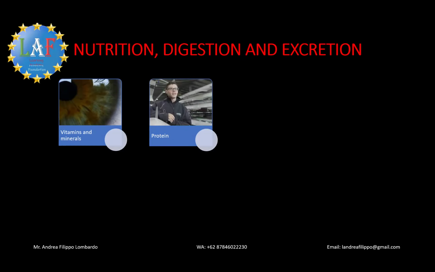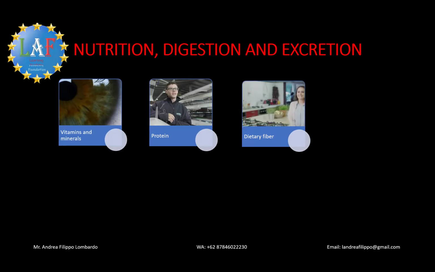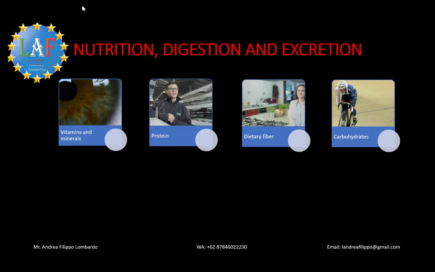Proteins are a vital part of a healthy diet. Protein-rich foods include fish, meat, eggs, and beans. Dietary fiber is a plant material that cannot be digested by the human body, and also that carbohydrates are an important source of energy in a healthy diet. So starchy and sugary foods are high in carbohydrates.